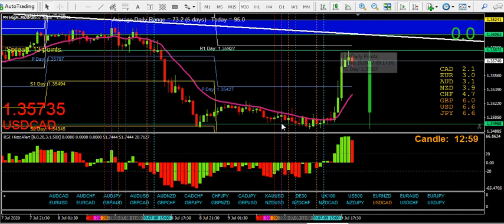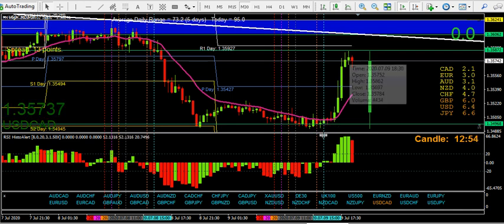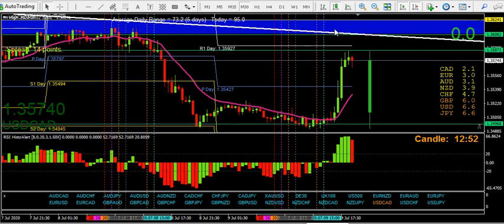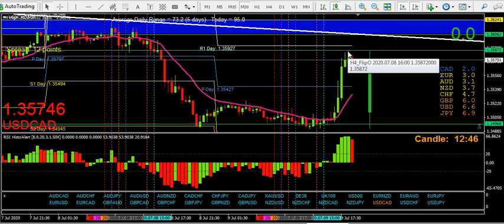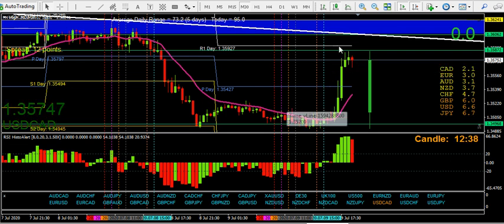However, this has moved exceptionally fast. It's only taken 3 or 4 hours to do this whole move. So anything could happen. This isn't the best formed potential reversal to the downside, but I'm just describing how I would trade this particular candle if it was a perfect one.